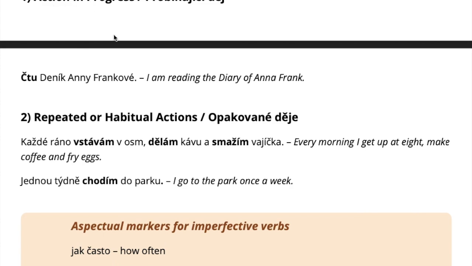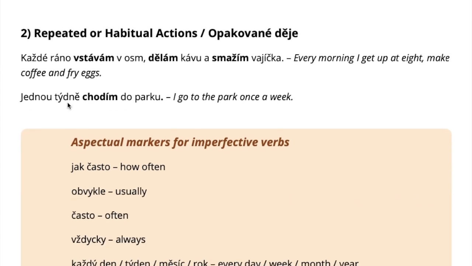But the progress of the activity is čtu, imperfective verb. Za druhé, opakované děje. As the second way of using imperfective verbs, we have here repeated or habitual actions. Například, každé ráno vstávám v 8, dělám kávu a smažím vajíčka.